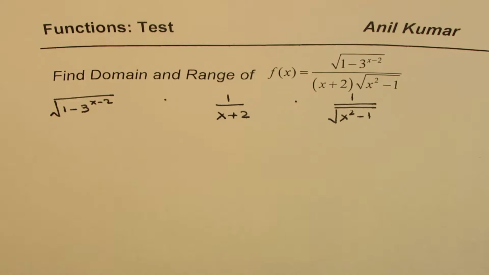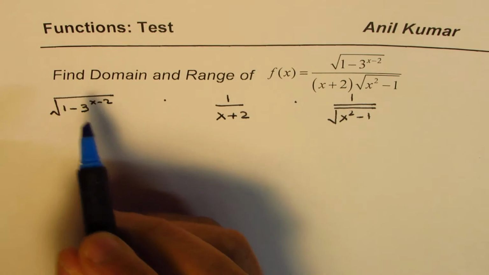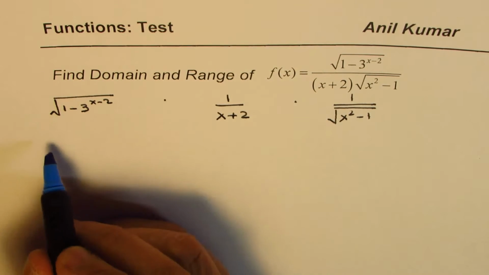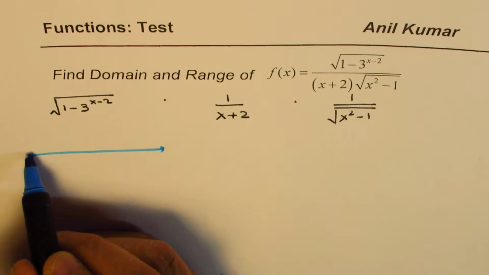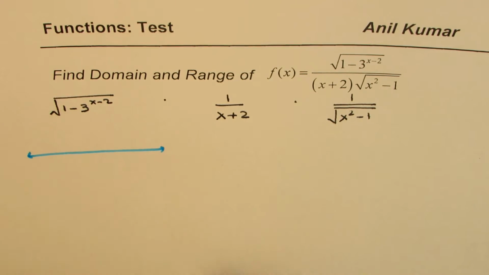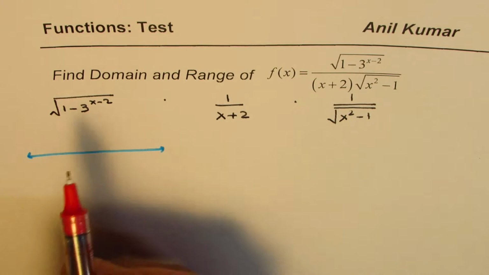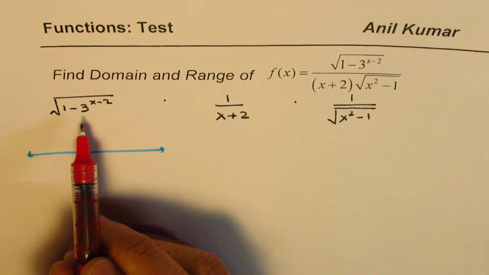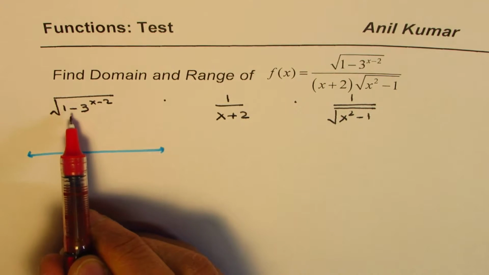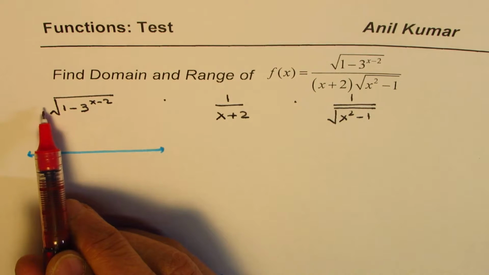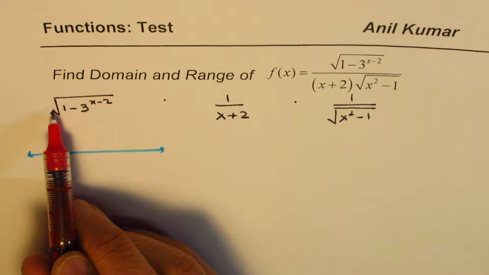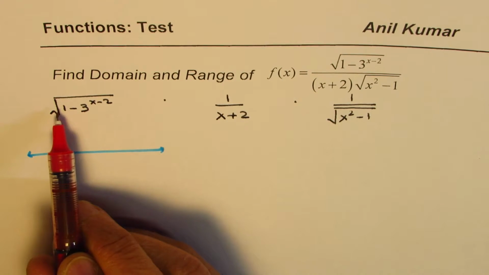So let's begin by analyzing the first one, which is extremely complicated. Let's say this is a number line. We'll just work on the domain first, and then we may even sketch the function if time permits, so it could be a lengthy video. Now what you notice here is that this part is 1 minus something. A square root is always non-negative, so the range part we are clear on: it is greater than or equal to 0.